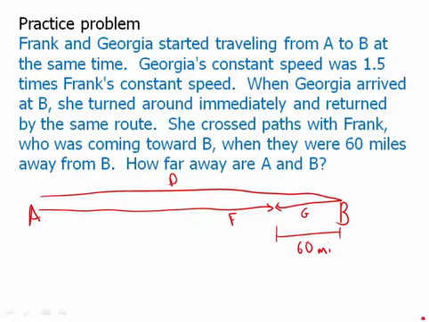Well, this is a little tricky here because we don't know the times, we don't know the distance, and we don't even know the speeds. We know the ratio of the speeds, but we don't know the speeds. So I'll just call Frank's speed R, and then we can call Georgia's speed 1.5 times R. Well, okay, that's fine, but that's still 3 unknowns. And we're a bit suspicious here because I don't think we're going to get 3 equations. So how are we going to solve something with 3 unknowns? Well, let's see how this plays out.